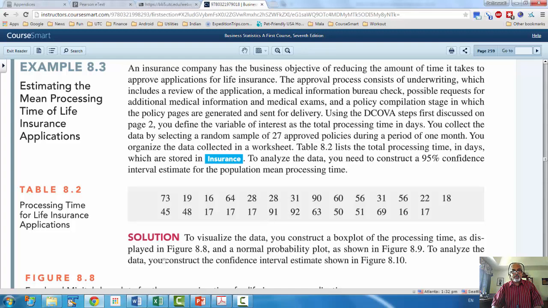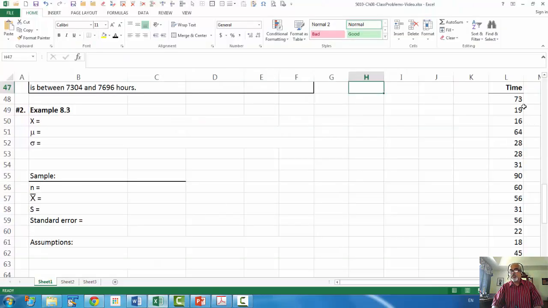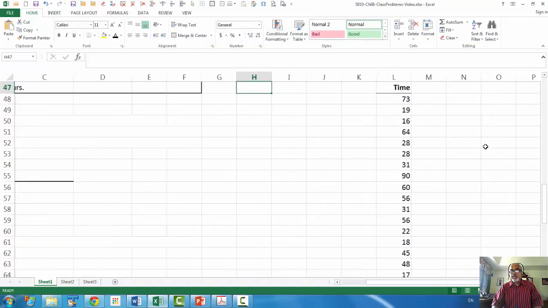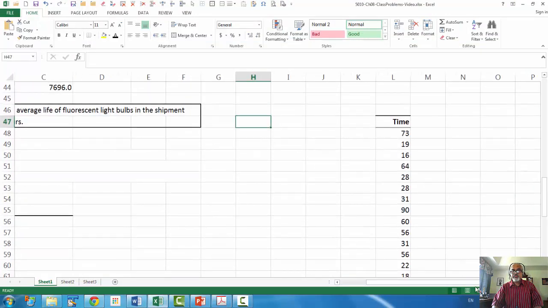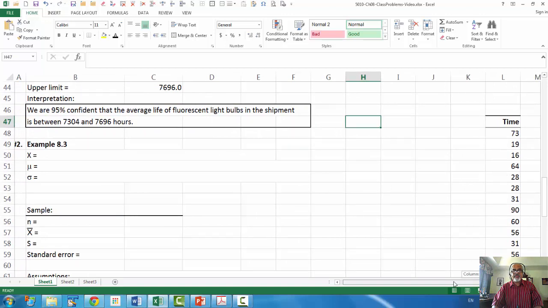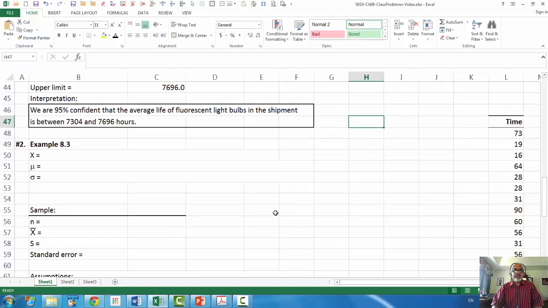So here we'll go to Excel. Here are the times for the 27 applications. So we start with defining what is X, what is mu, and what is sigma. And we need that to put context to the problem itself.